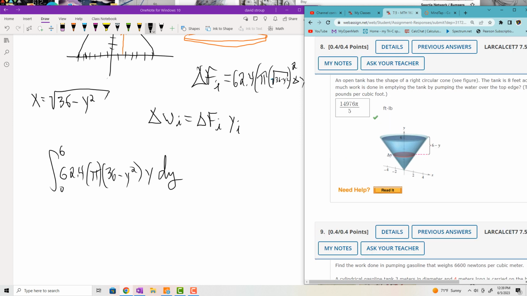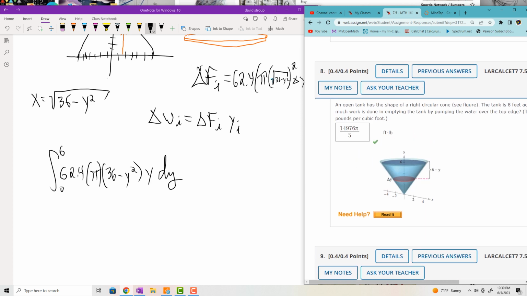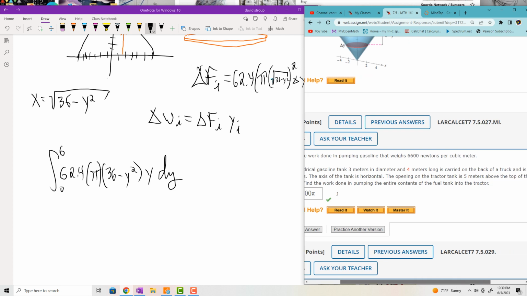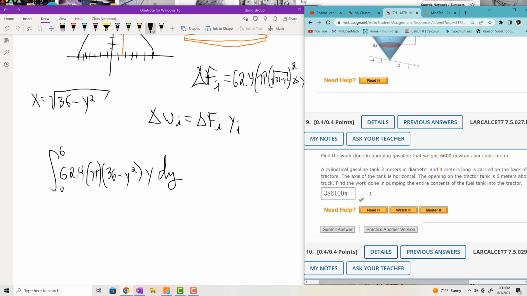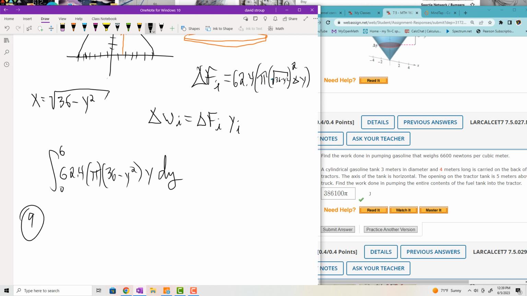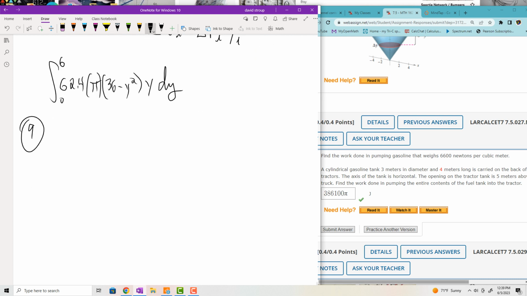Okay, let's try number 9. We'll just kind of check off the rest of the problems here. So number 9, this time we have a cylindrical gasoline tank on the back of a tractor or something. And then on top of that, there's this pipe, maybe, and all the gasoline has to be pumped out of this pipe to get to where it needs to go, the tractor or whatever. So you can imagine this is on some sort of cart.